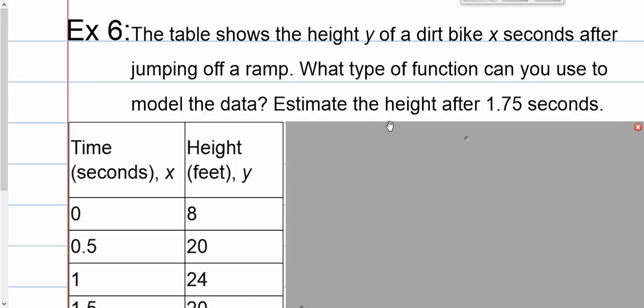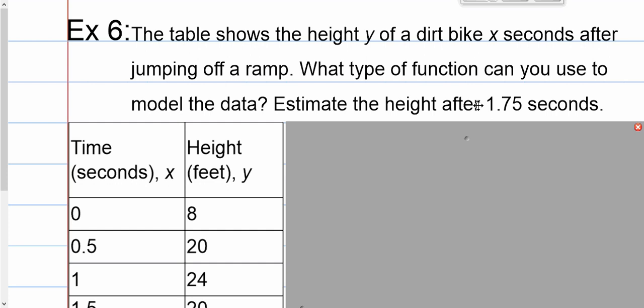These will probably be some of the shortest notes you have just because it's the second portion of the section. The table shows the height, y, of a dirt bike, x seconds after jumping off a ramp. What type of function can you use to model the data? Estimate the height after 1.75 seconds.